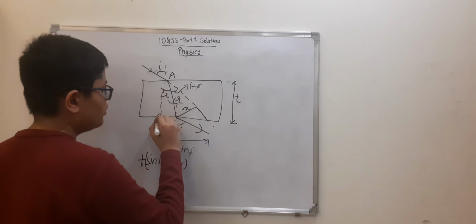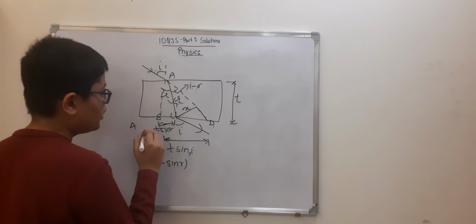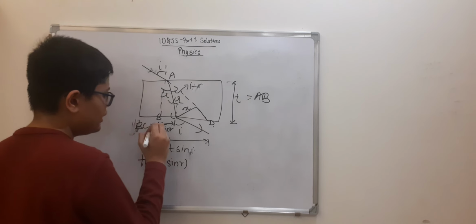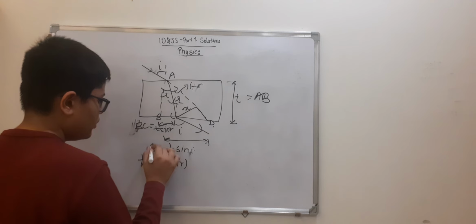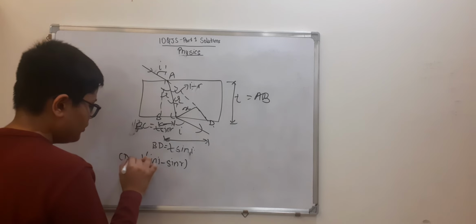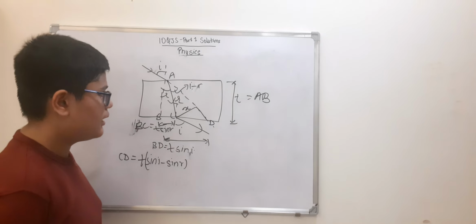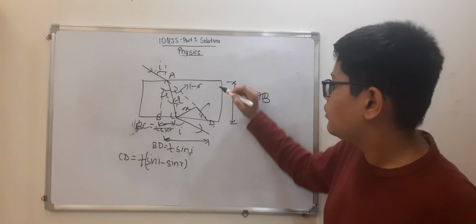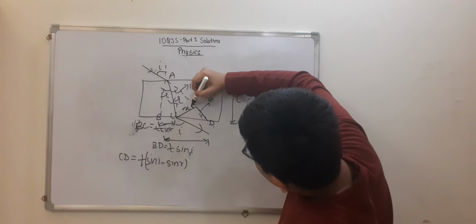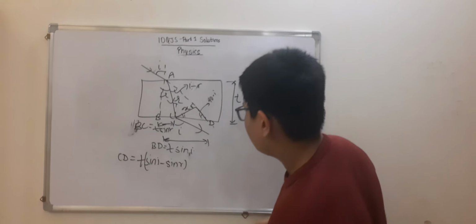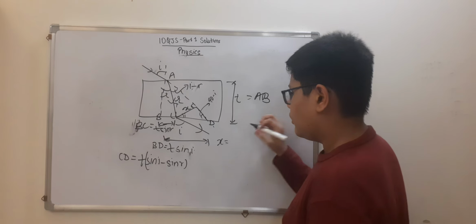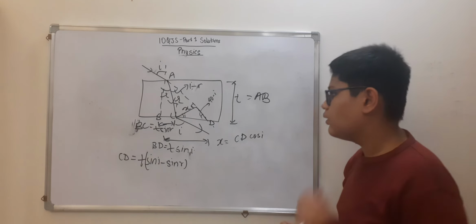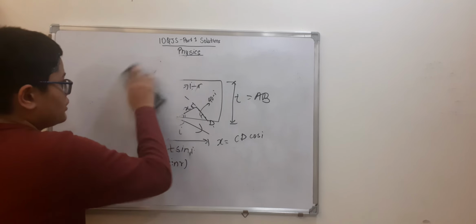So let's name them A, B, C, D. AB is T. So BC will be T sine R, and BD will be T sine I. So CD will be T sine I minus sine R. Now what we need to do is, since this is X and this angle will be 90 minus I, and this angle will be 90 degree, and this angle will be I, X will be equal to CD into cos I. Wait, let me check if I'm right. I'll draw the diagram again because it's getting very complicated.